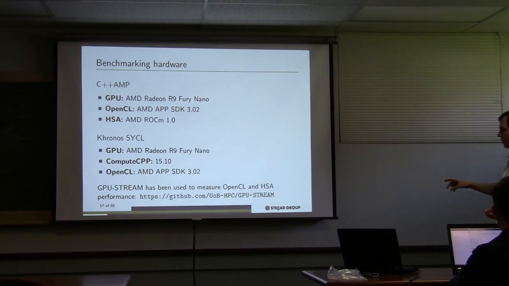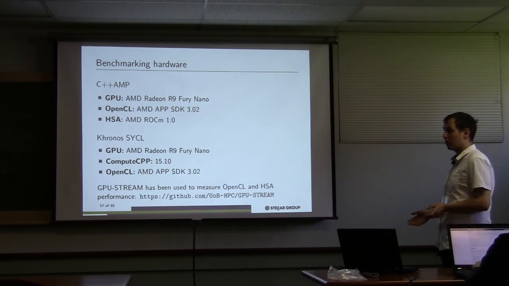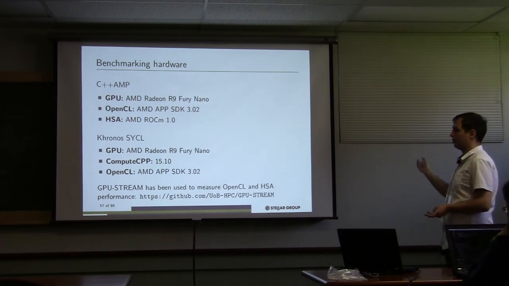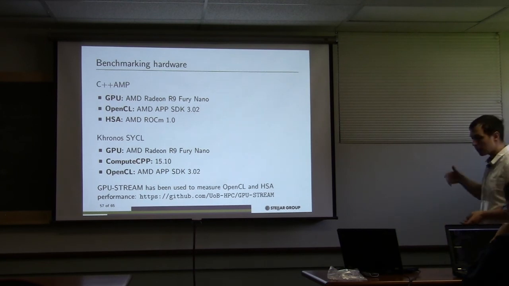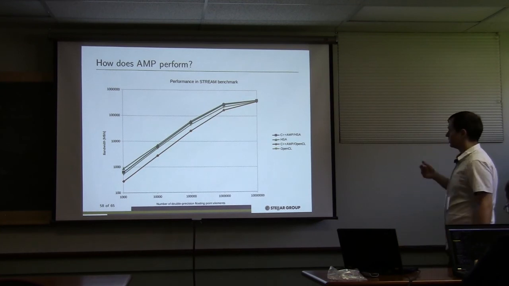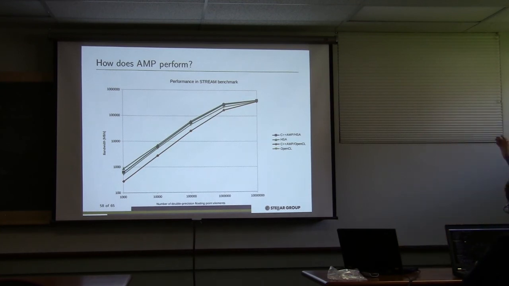And I use the GPU-STREAM. It's an open source package, which has already implemented this for CUDA and for OpenCL. And recently, AMD has made a pull request, and now they can also support HSA directly. So let's see what we obtain. I try to measure the bandwidth for all operations, knowing that the data stays on the GPU.